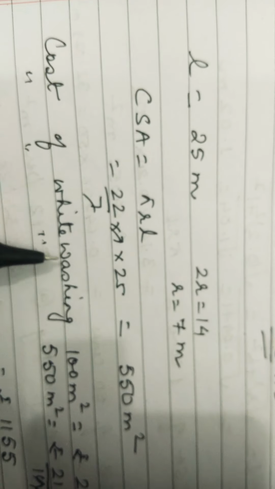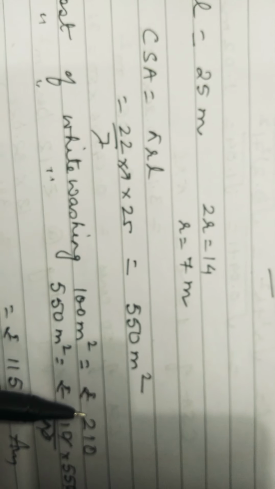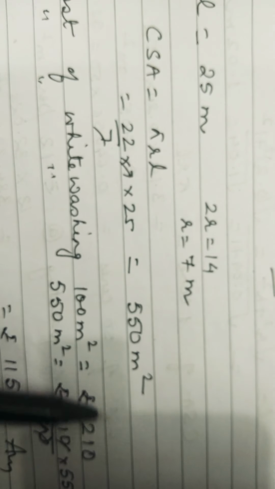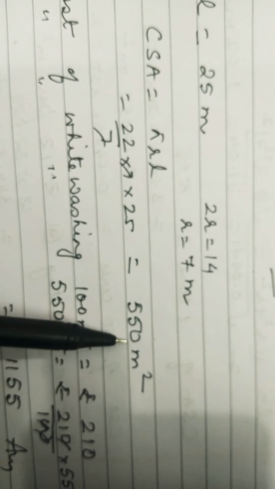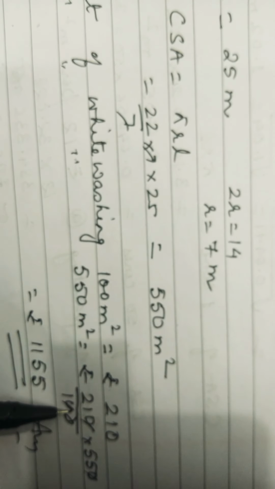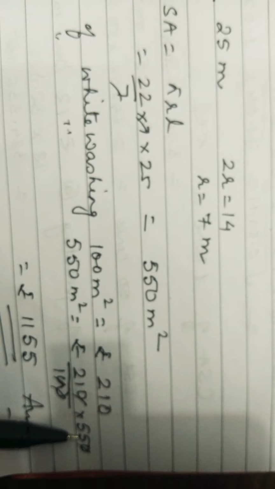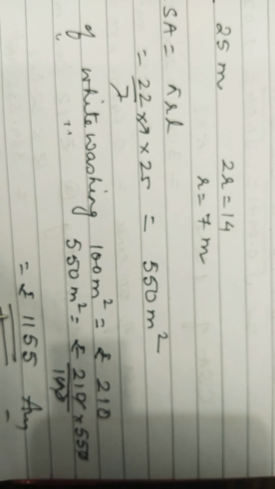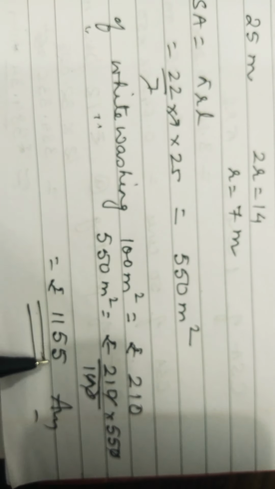Now the cost of whitewashing according to the question is rupees 210 per 100 meter square. So what will be the cost of whitewashing this area, that is 550 meter square? That will be equal to 210 by 100 into 550. When you solve it, you will get this as equal to rupees 1155.